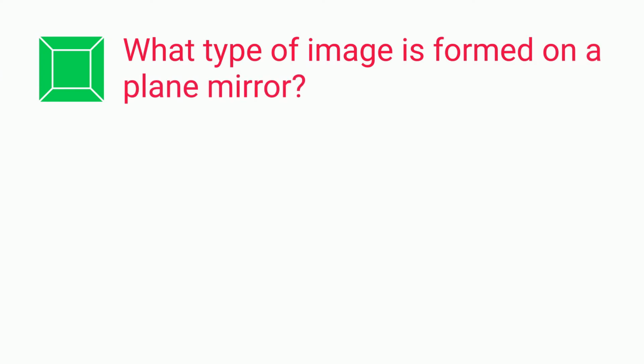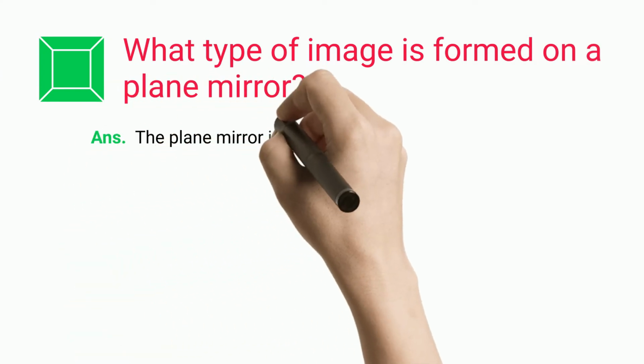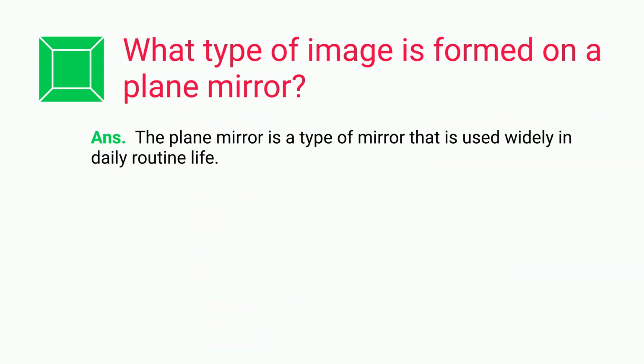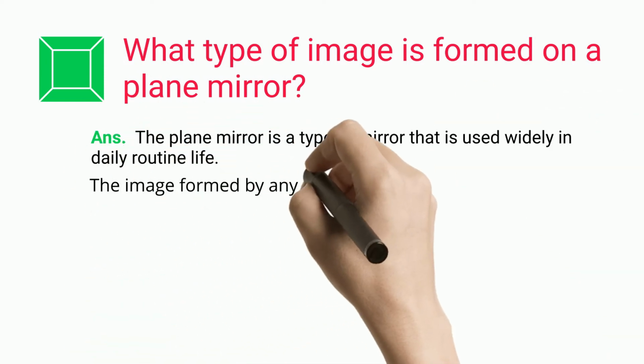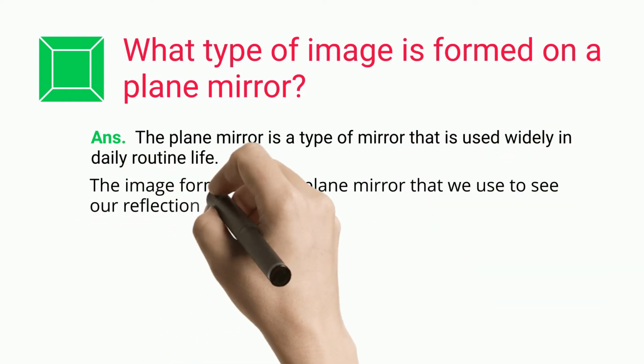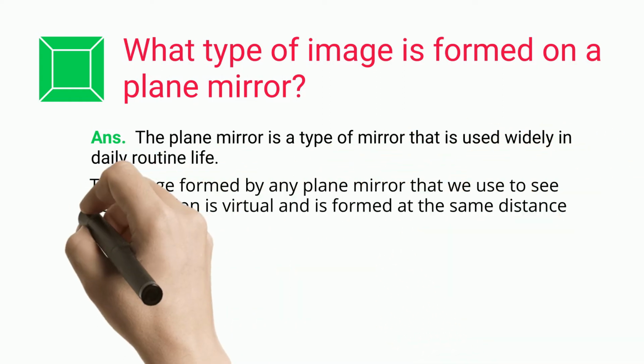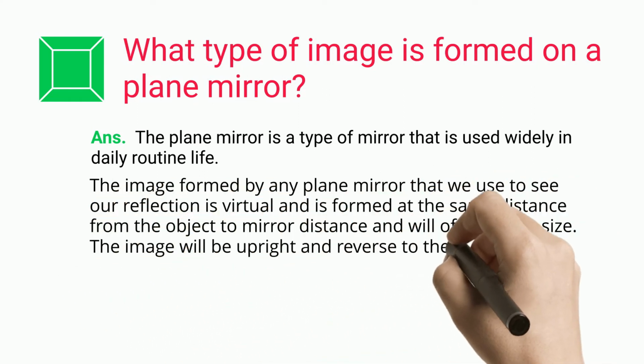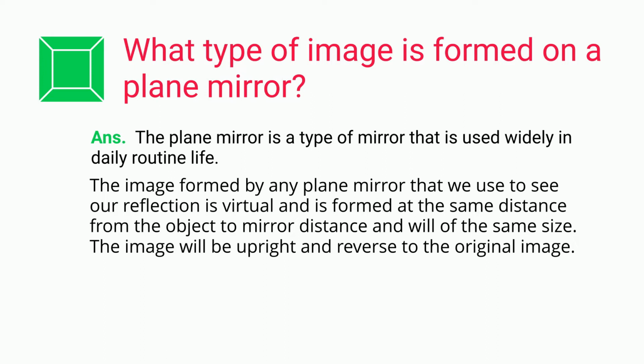What type of image is formed on a plane mirror? The plane mirror is a type of mirror that is used widely in daily life. The image formed by any plane mirror that we use to see our reflection is virtual and is formed at the same distance from the mirror as the object distance, and will have the same size. The image will be upright and laterally reversed compared to the original.